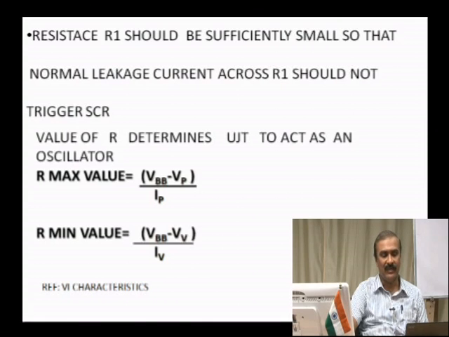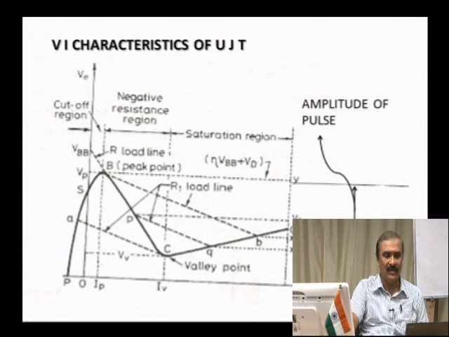Of course, the equations are not important for you. But in order to understand the importance of these values of resistance and how to calculate the resistance, one should have this knowledge. It is only a simple Ohm's law, using which you can simply obtain these values. You can easily understand here, VBB minus VP by IP. This is simply Ohm's law, VBB minus VP by IP, with VP the maximum peak voltage. So, this will give you the maximum value of resistance.